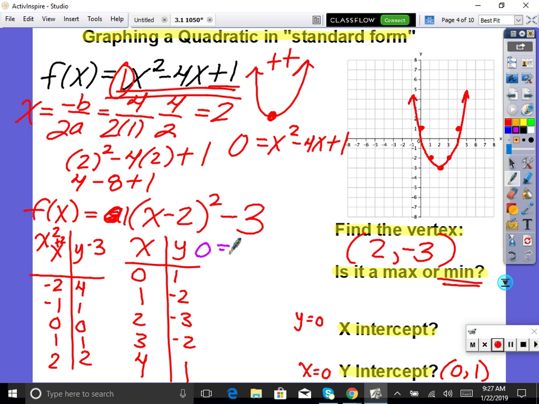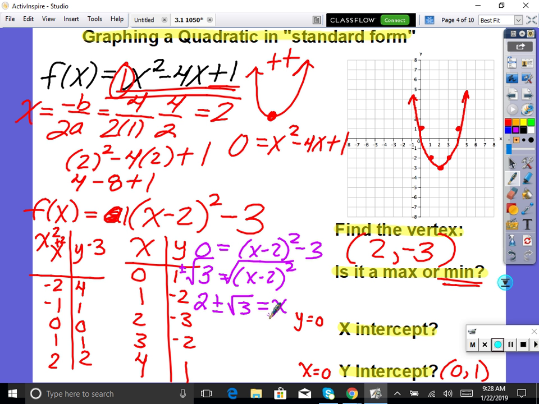So look, 0 equals x minus 2 squared minus 3. Add 3. So 3 equals x minus 2 squared. Then what? Square root. Don't I need a plus or minus? Then I add 2. So I have 2 plus and minus root 3. And boom, so much easier than doing it the quadratic formula way. So now you'd say, okay, my x-intercepts are x equals 2 plus or minus root 3. And that's fine. Good enough.